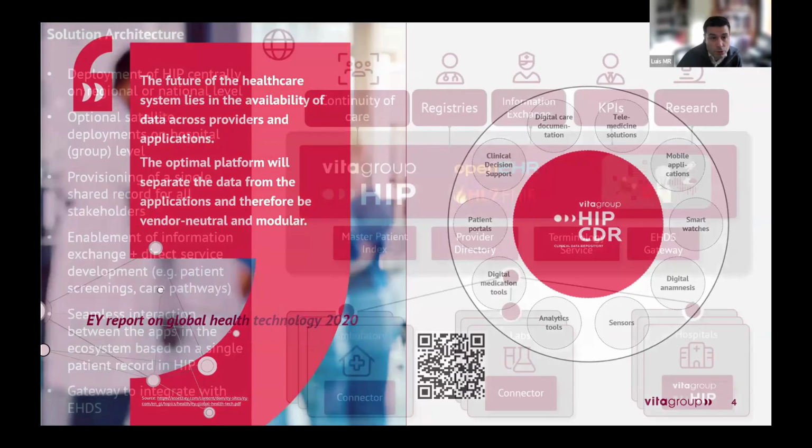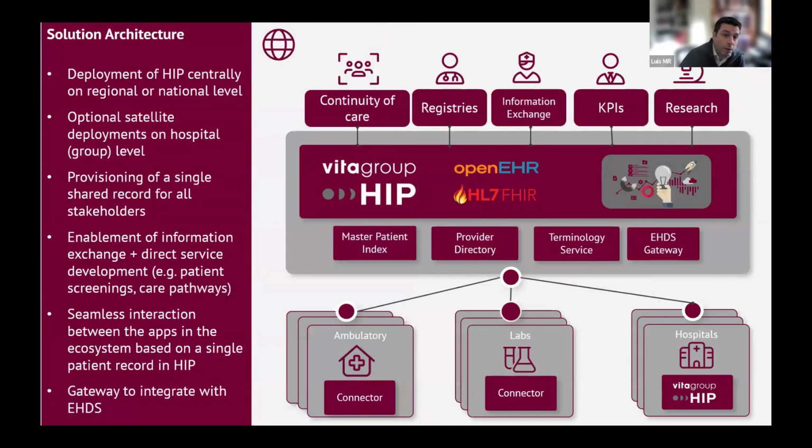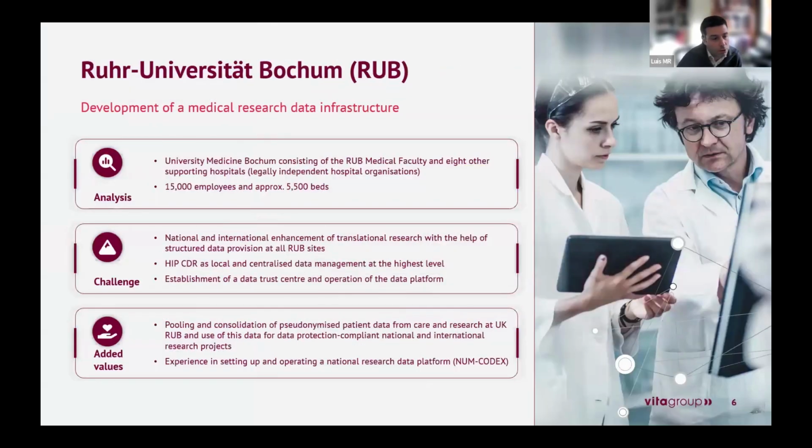And that's what we did mostly at Ruhr-Universitat Bochum. So basically we placed the HIP at the core of each of the hospitals, and we enabled the translation from openEHR into FHIR and HL7 version 2 through a pseudonymization process. In that way, we enable the use of data, in this case for research, but also potentially for KPIs, information exchange, registries, and continuity of care. So basically, what we act as is a data warehouse of data that can be identifiable or not, depending on the needs. Now, going in depth into this case study.